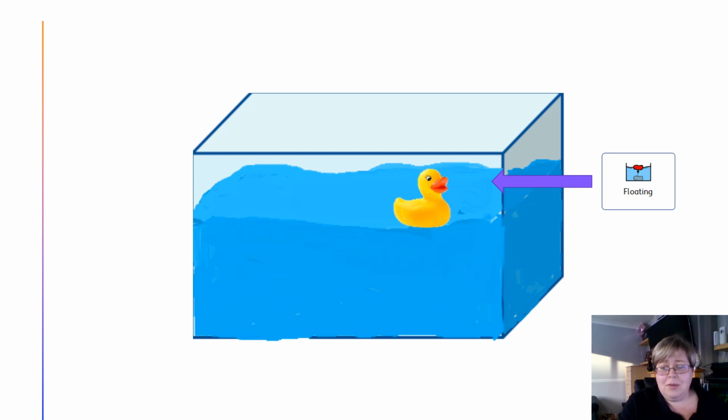Now I'm going to put a stone in the water. Can you remember if the stone floats or sinks? Let's have a look and see. That's right. The stone sinks. The stone sinks to the bottom of the water.